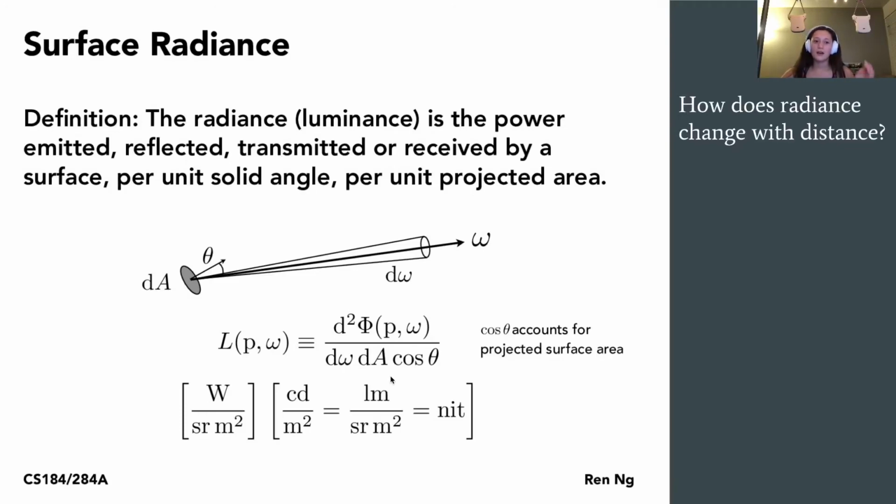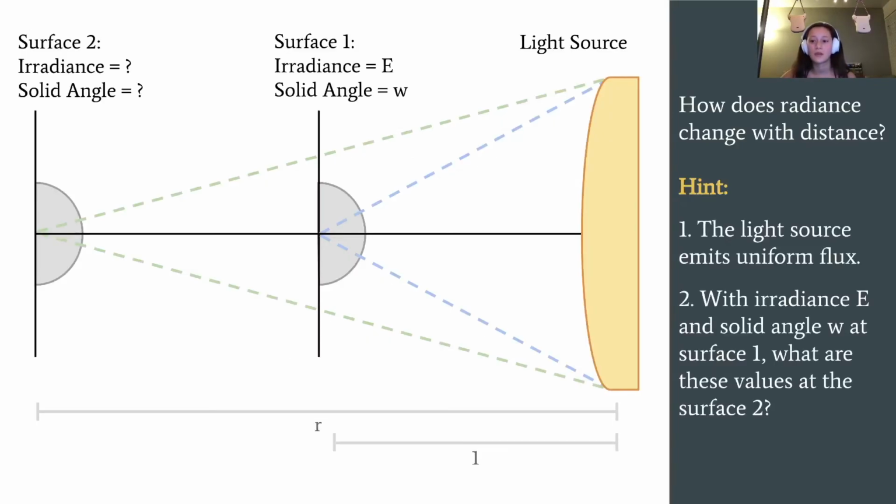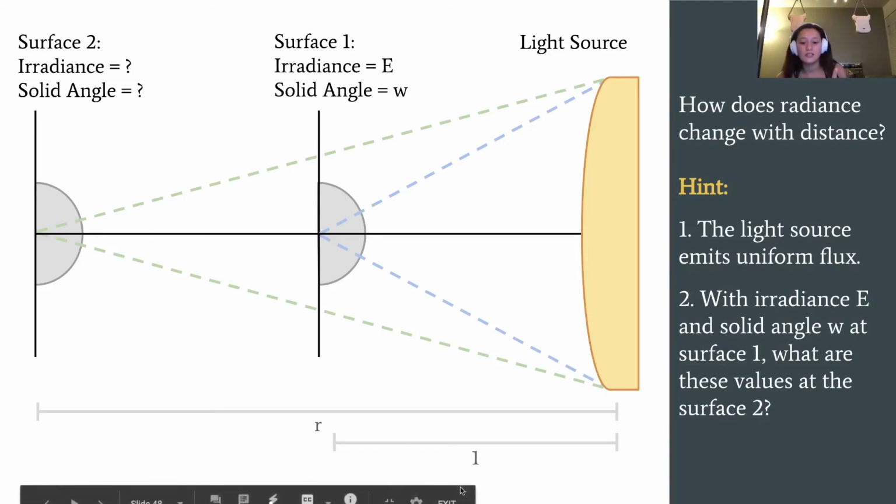Okay, and now how does radiance change with distance? Let me give you a spoiler. It does not change with distance. And then I'll go over the intuition for this. Say we have some light source and we have two surfaces. We have surface 1 at distance 1 from our light source, and we have surface 2 at distance r.